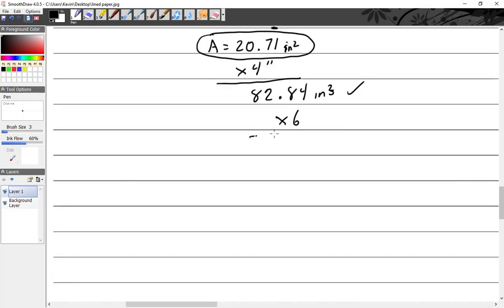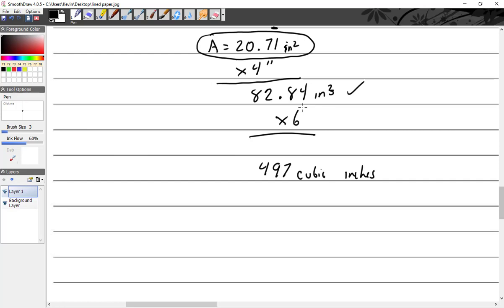Multiply it by 6. And since it's already in my calculator, I just times 6 equals 497 cubic inches. You wouldn't put the decimal in there? I just left it in my calculator. I never cleared my calculator, so even though I'm writing 82.84, I never actually rounded it to get this answer. So it's more accurate than stopping and rounding, stop, round, stop, round.